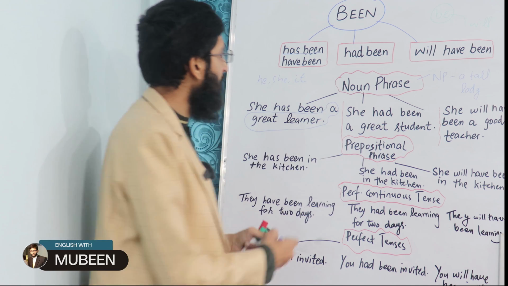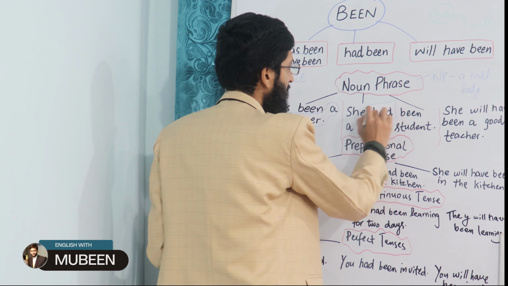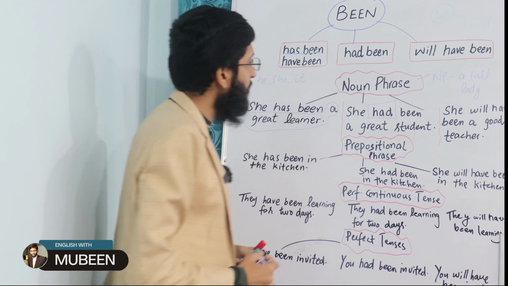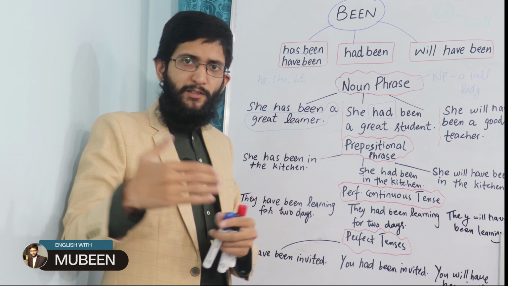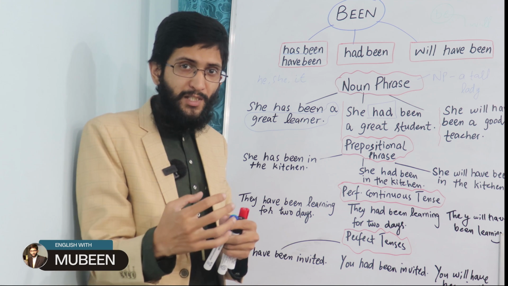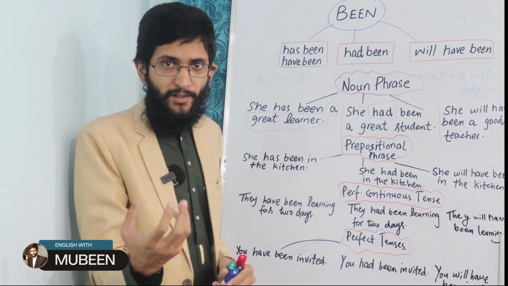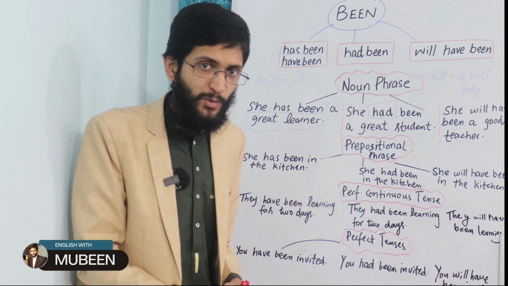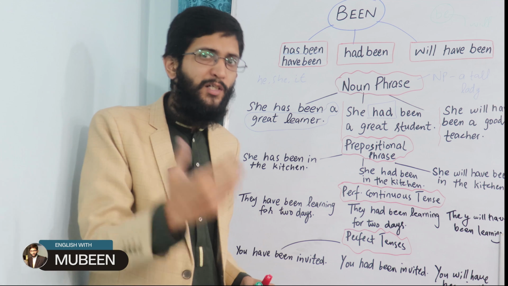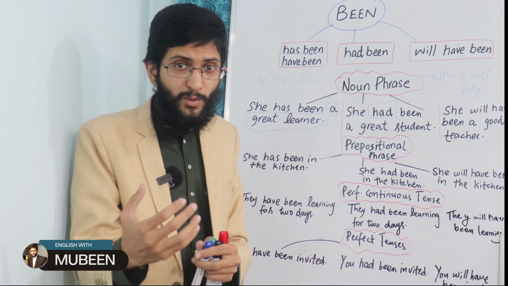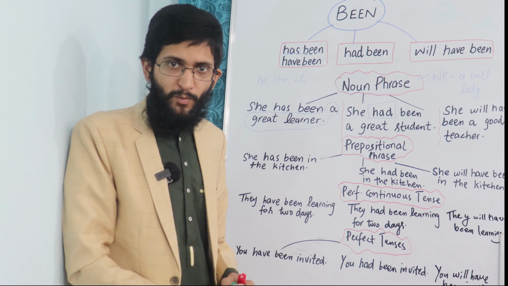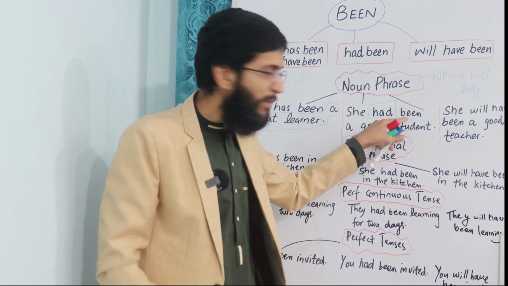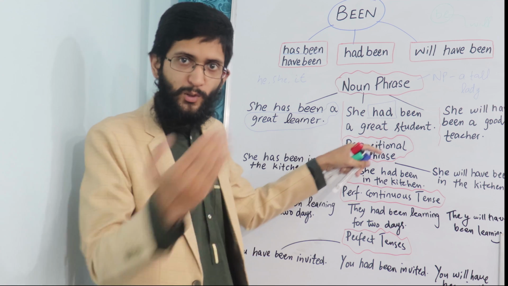She had been a great learner. It is past tense. She had been a great learner, or she had been a great student. That means in her school life, she used to be a great learner or a great student. Like she always struggled hard, she always tried to impress the teachers, and she always completed the assignments given by the teachers. So she had been throughout the semester, throughout the course.